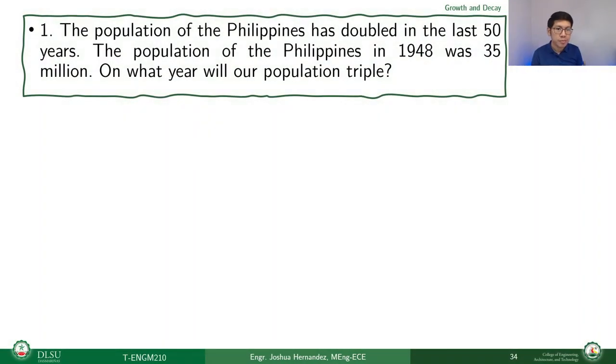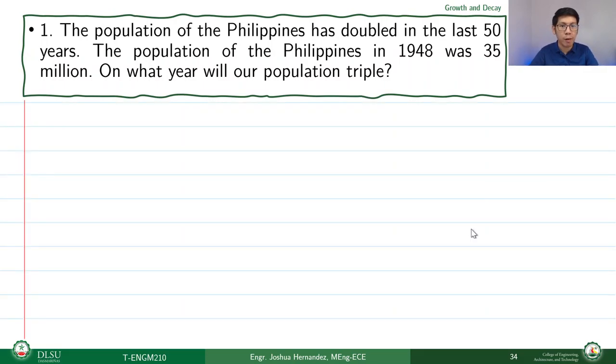Number one: the population of the Philippines has doubled in the last 50 years. The population of the Philippines in 1948 was 35 million. Now, the question is this: on what year will our population triple? Since this is a problem about population, most probably this is of the exponential type, or the exponential model na gagamitin natin.